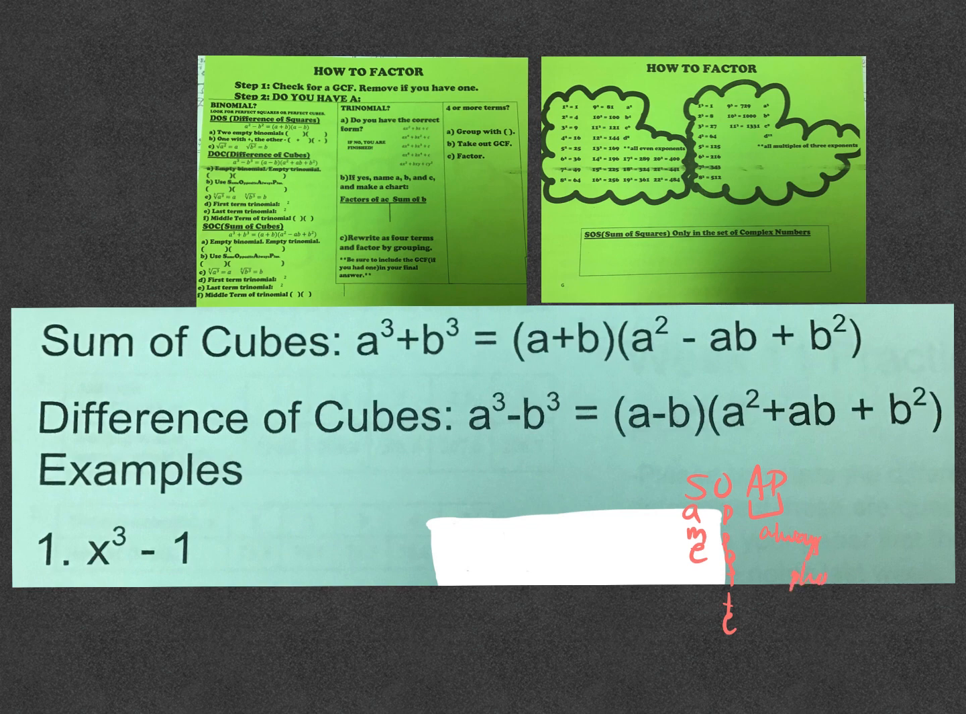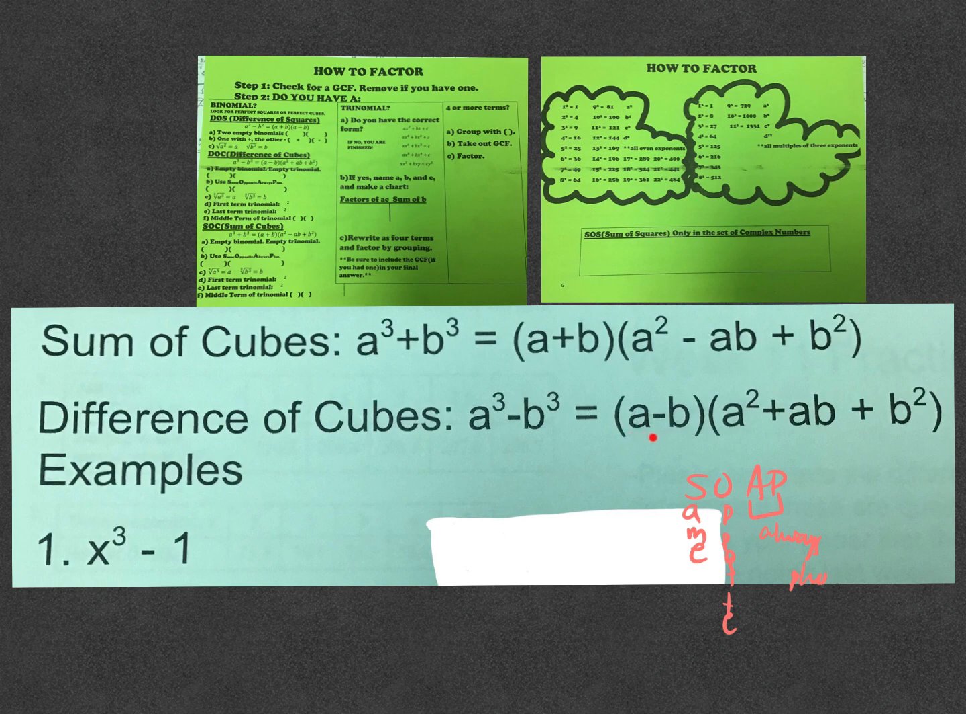So this sign and this sign are the same. Rewind. This sign and this sign are the same. The sign in your binomial is the opposite of the first sign in your trinomial. And then your last sign is always plus. And then let me talk about how you get each of these things.